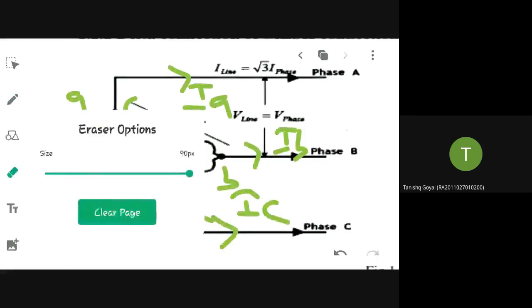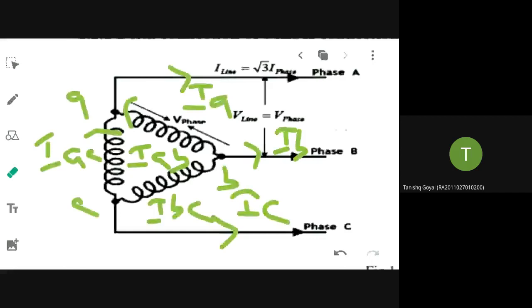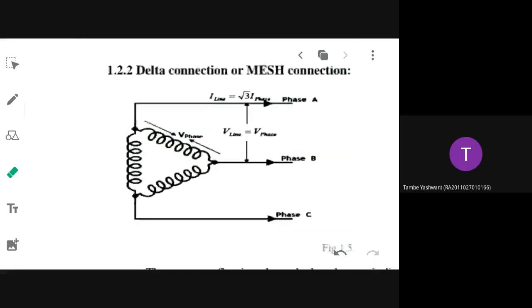So if you are summing up the IAC plus IAB current, you will get IA. That is the phasor sum you are making. Okay, with this we will wind up the class.